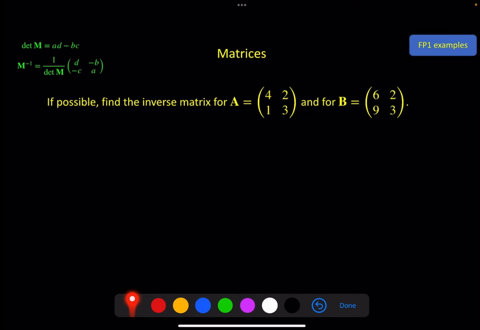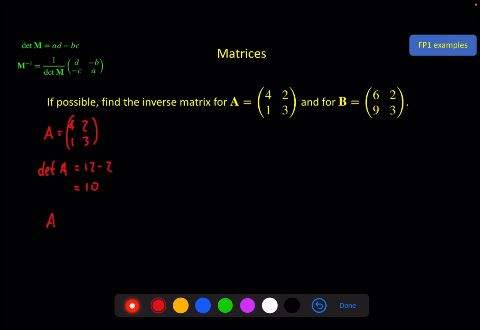So here are a couple of examples. If possible, find the inverse matrix for this matrix and for this matrix. So I've got the two formulas up here, the determinant is this, the inverse is this. So let's do A first. If A is this, then the determinant of A is 4 times 3 minus 2 times 1, so that's 12 minus 2, which is 10. That is not 0, so the inverse does exist.